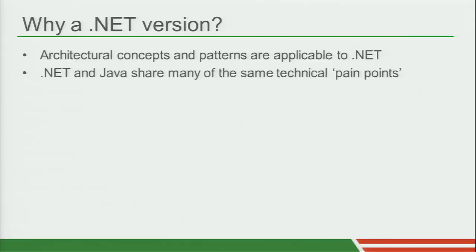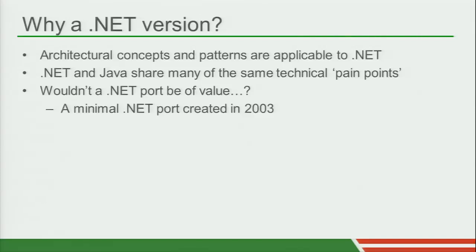Because of a lot of that similarity, they also share a lot of pain points, right? So a lot of the things that are difficult and annoying to deal with in the Java space are difficult and annoying to deal with in the .NET space as well. So the question becomes, wouldn't a .NET port of Spring Java be of value to someone?